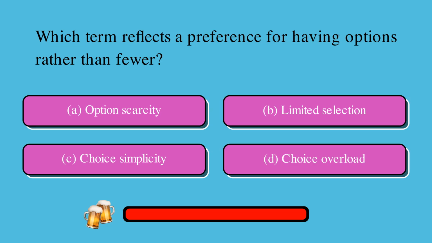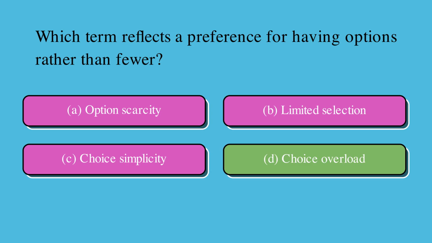Which term reflects a preference for having options rather than fewer? Is it A, option scarcity, B, limited selection, C, choice simplicity, or D, choice overload? The correct answer is D, choice overload.